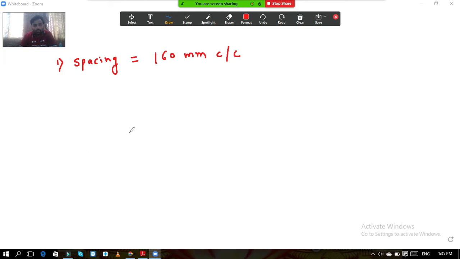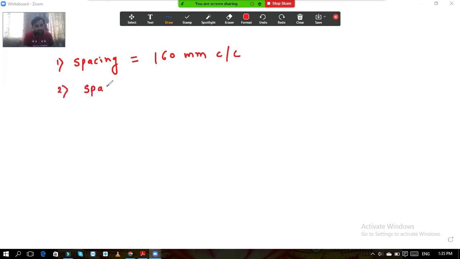Now you know that. What is the formula to calculate the spacing? The spacing can be calculated as area of one bar divided by total AST into width. Here B is 1000. AST provided we always take while calculating the spacing. So now after this calculation, we will see the second thing, spacing.